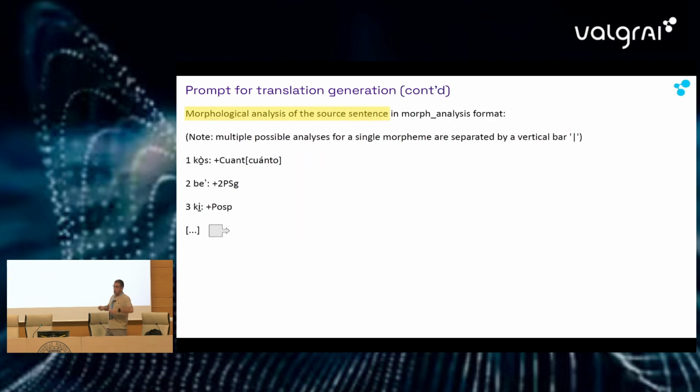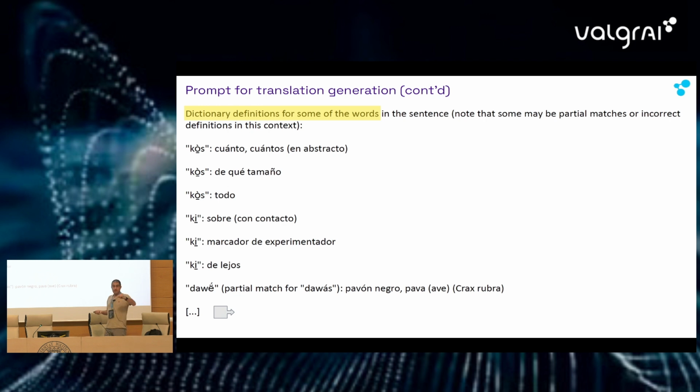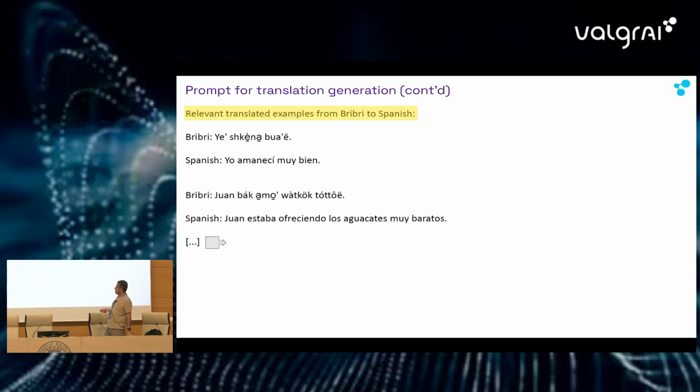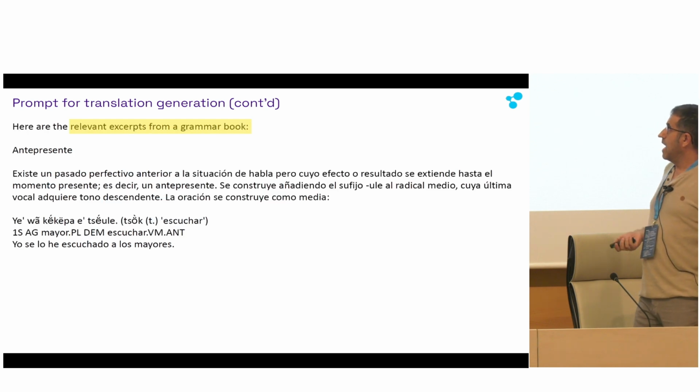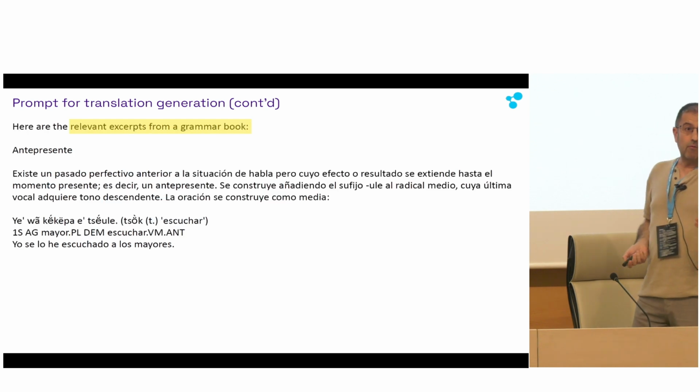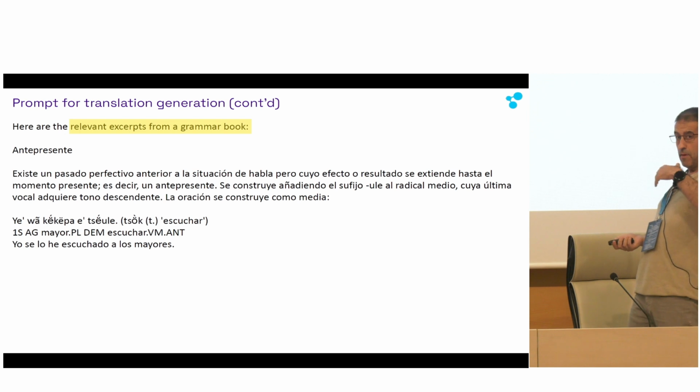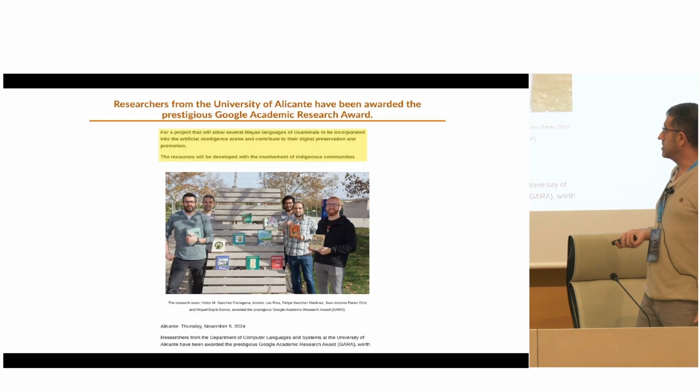And the idea is that we then provide a lot of information, morphological information, if we have it, about the sentence, similar or exact or the same words if we find them in the dictionary, the definitions or the equivalent in the other language, some relevant translations of similar sentences, and some paragraphs coming from grammar books. And then we ask the model, now proceed with the translation.